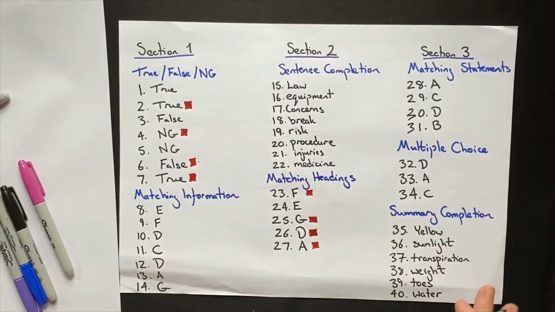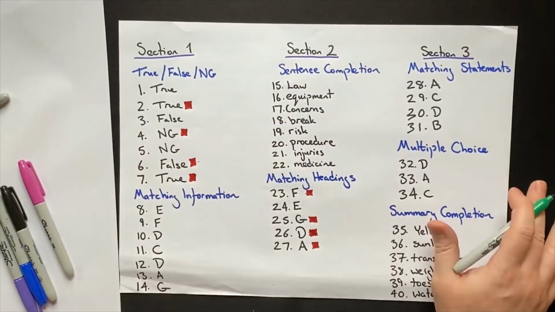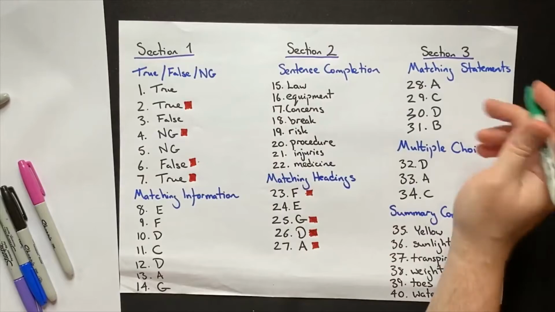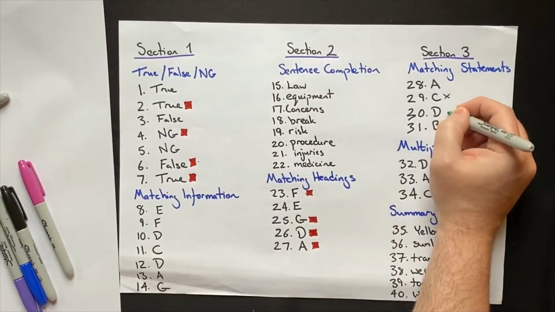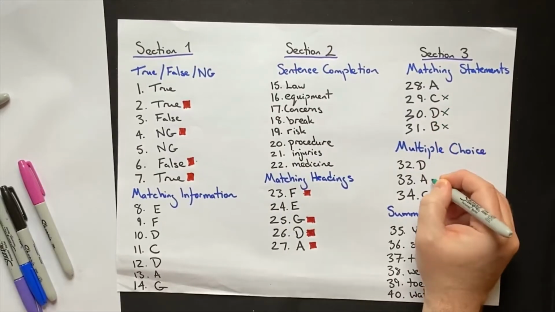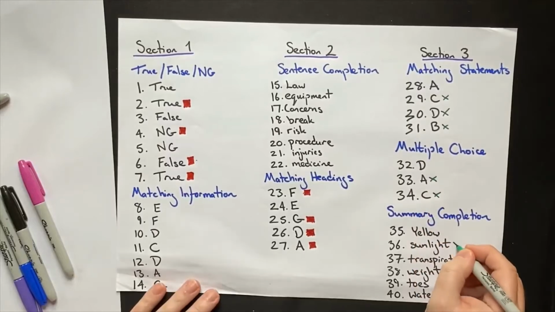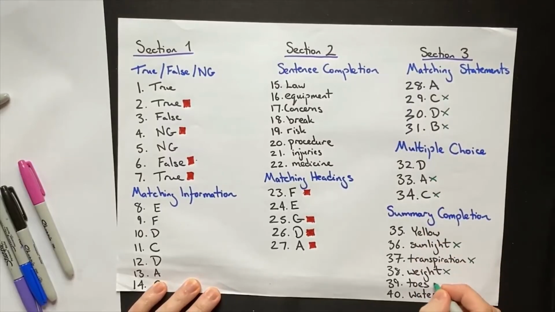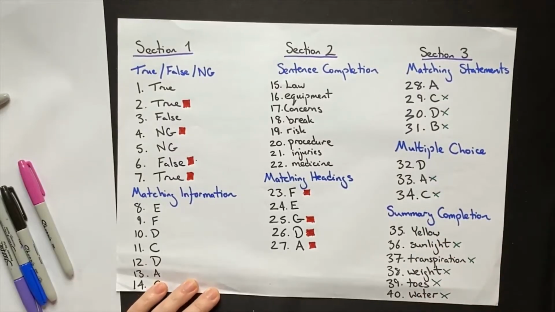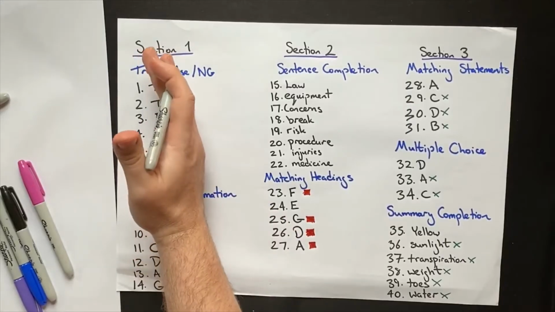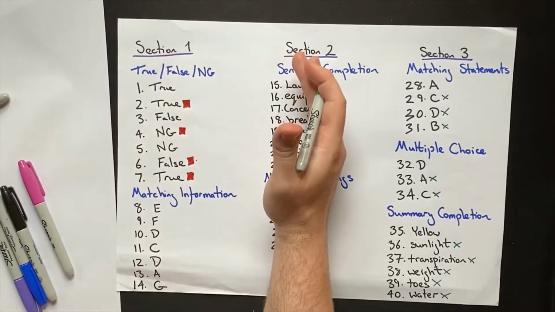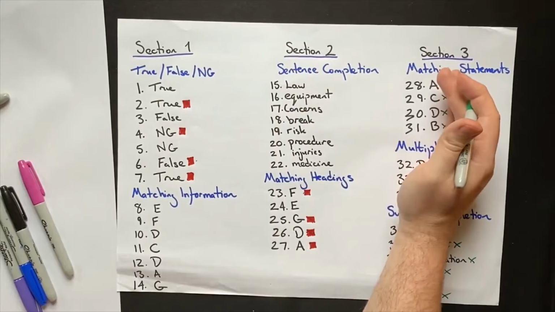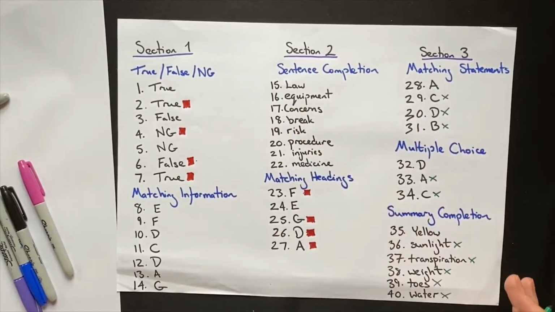Now let's look at a different student. So this student gets nearly all the questions correct, but they get a number of these wrong. So section 1 is quite easy. Section 2 gets a little bit more difficult, and section 3 gets even more difficult still.